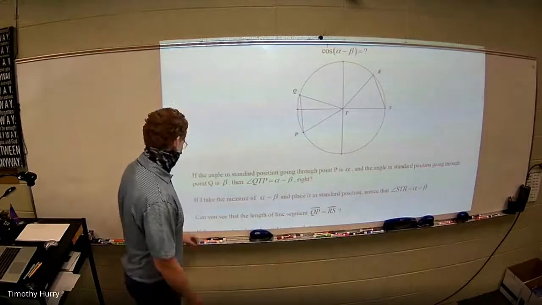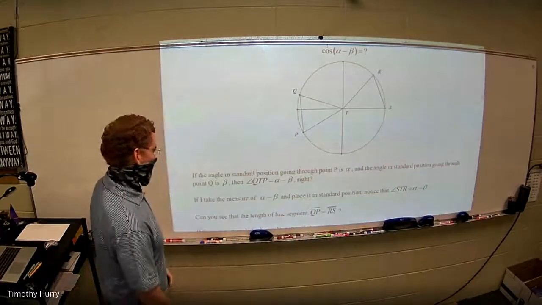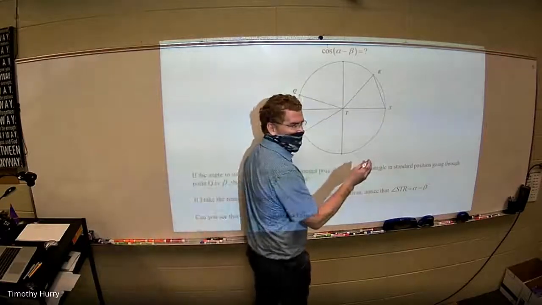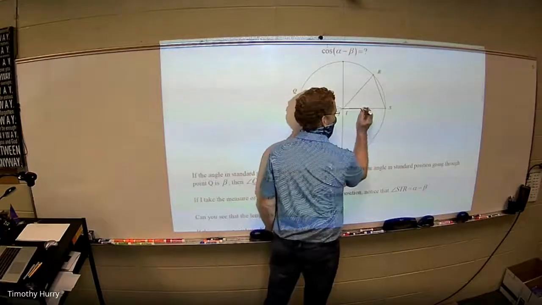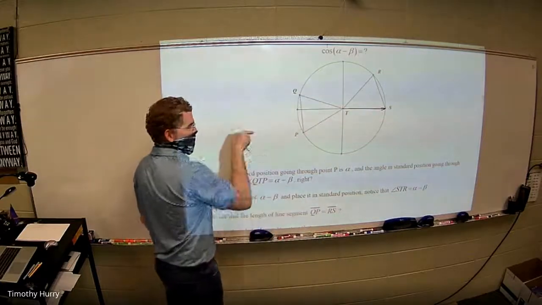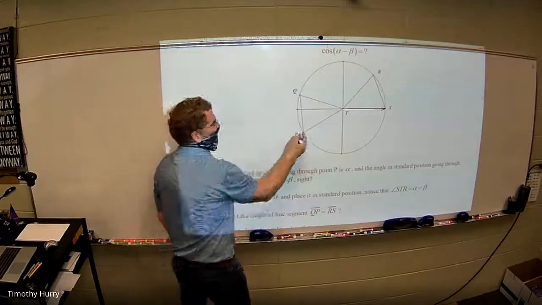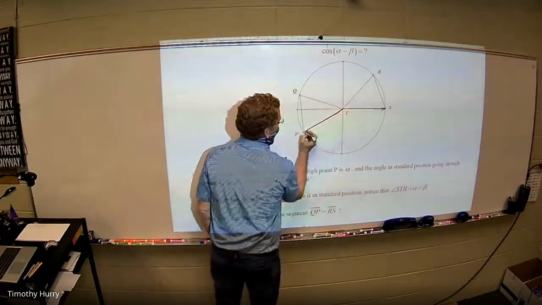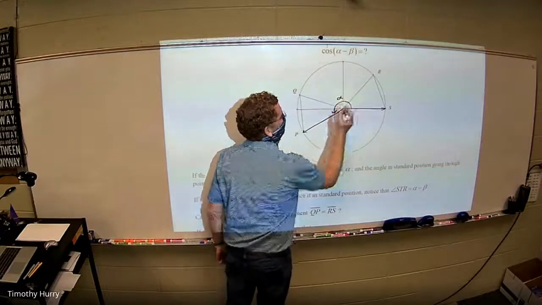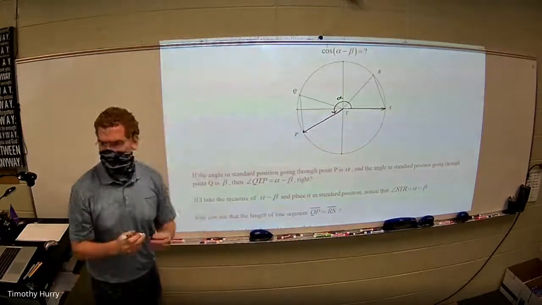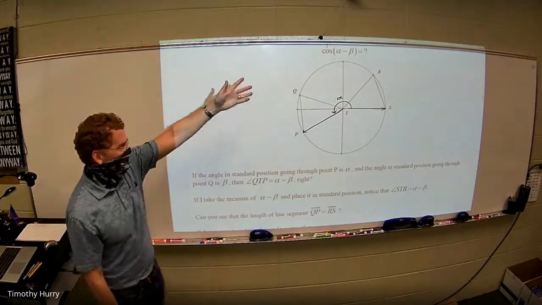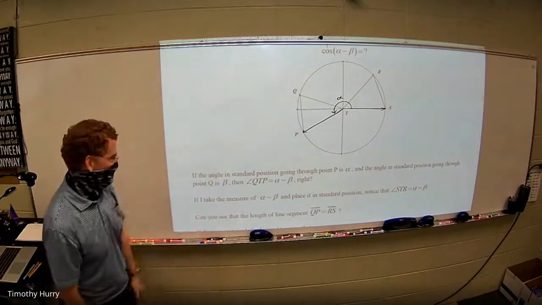They said, okay, they're going to call alpha the angle in standard position. Remember what standard position means? It means one side points at 0. So they're going to call alpha the angle that goes in standard position through point P. So that means that this angle right here is alpha. That's what they're calling alpha. And I would have drawn better pictures, but I didn't know how to do this other than manually. So you might want to fill this in as you go.